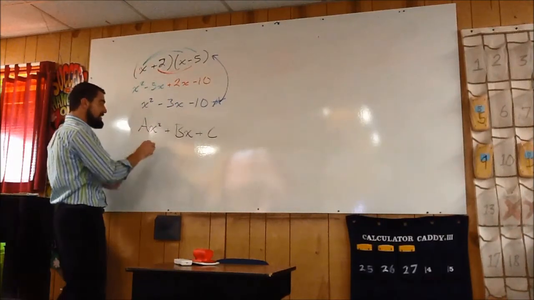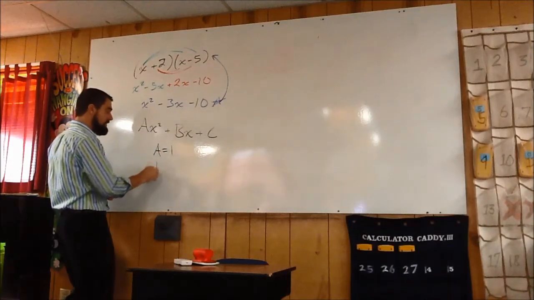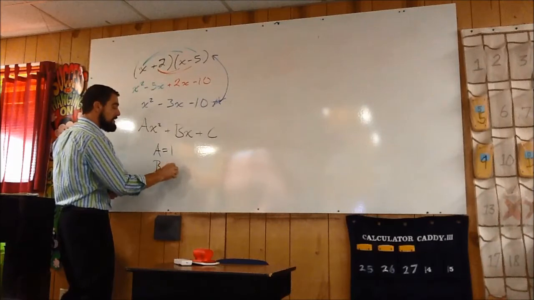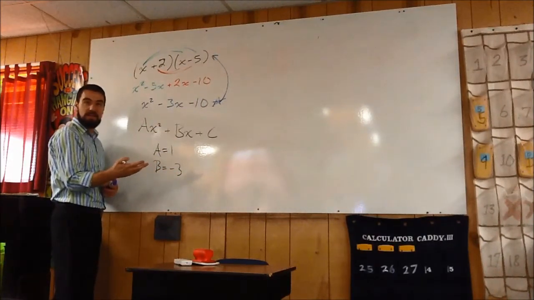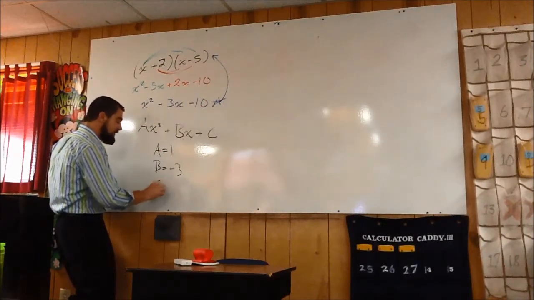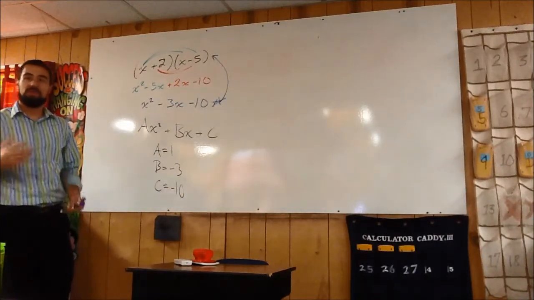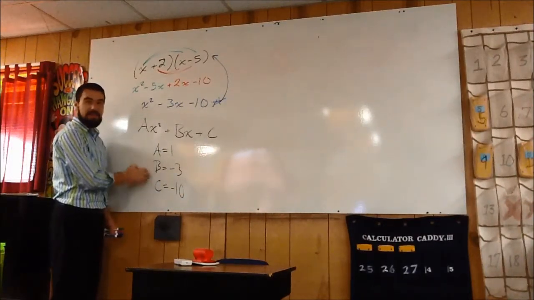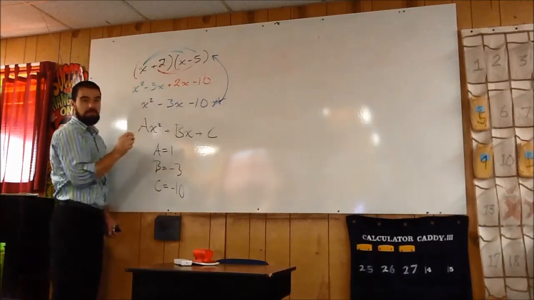So in this case, what is my value of a? 1. Positive 1. What's my value of b? Negative 3. Good. Notice that it's not always going to be a plus. That just means if you're subtracting it, that b is a negative value. And then what's the value of c? Negative 10.